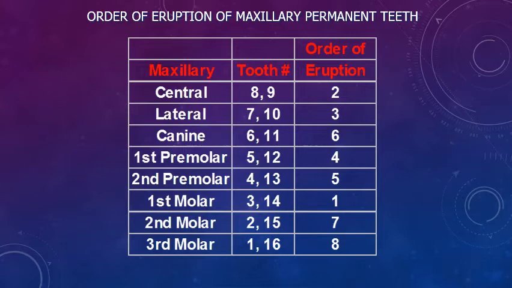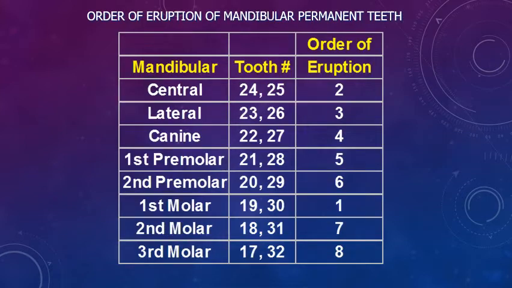So the main aspect that needs to be considered here is that the canine erupts after the first and second premolar in the maxillary arch, while in the mandibular arch, the sequence of eruption remains the same except for the canine. In the mandibular arch, the canine erupts before the first and second premolar. So it is the earlier canine that erupts into the oral cavity.